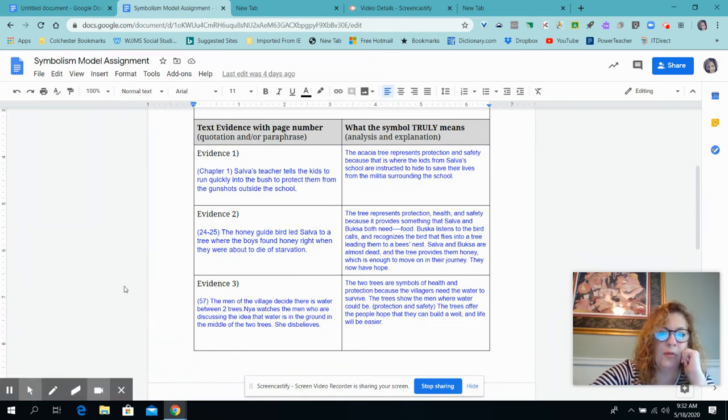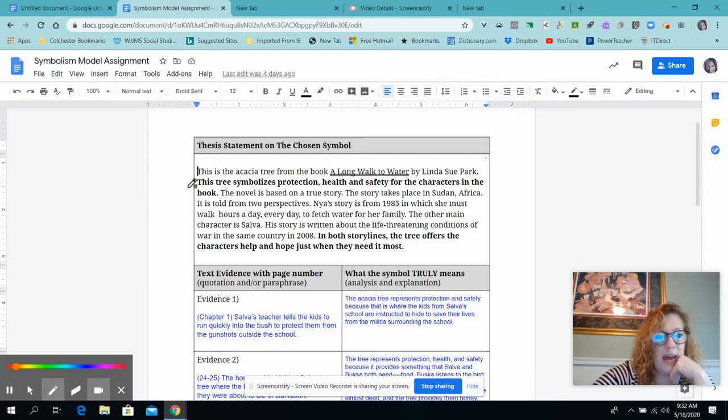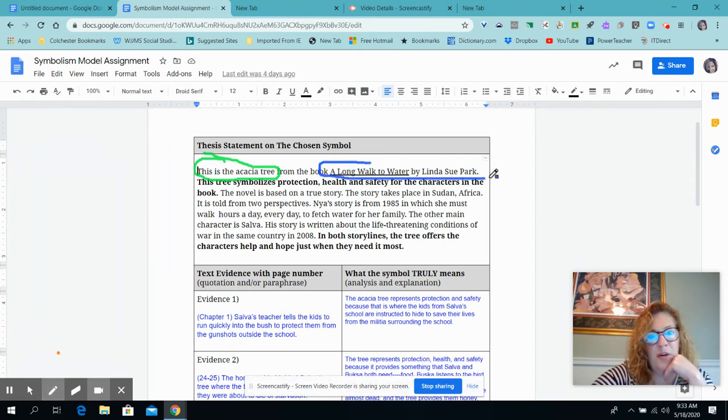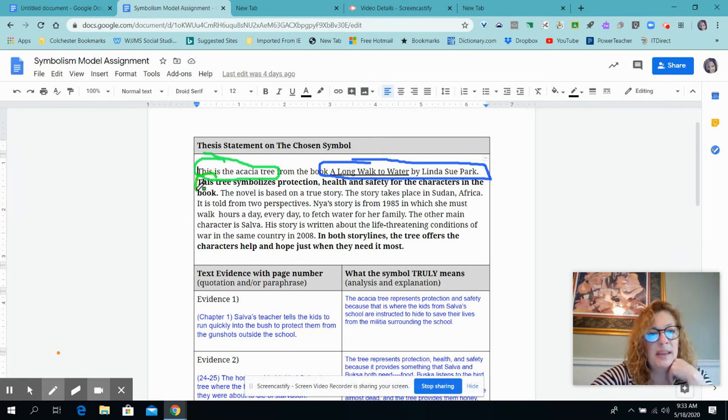And I wanted to model for you, or get you to think about, the difference between these two columns. So first, I have my little summary paragraph. It's like an introduction. I name the object, and I name the text, A Long Walk to Water, and the author. Those are required. And then I tell you what that potential symbol actually means. This symbolizes protection, health, and safety for the characters in the book. So that's how I introduce it.